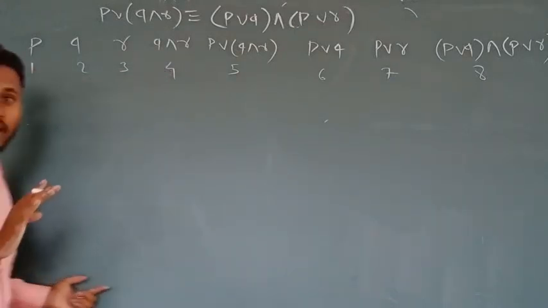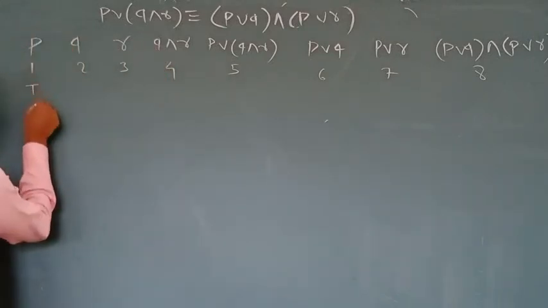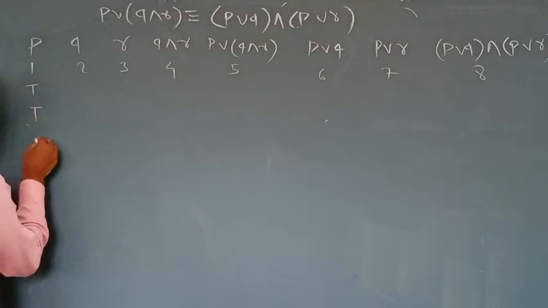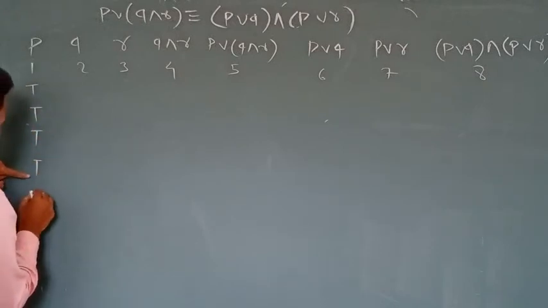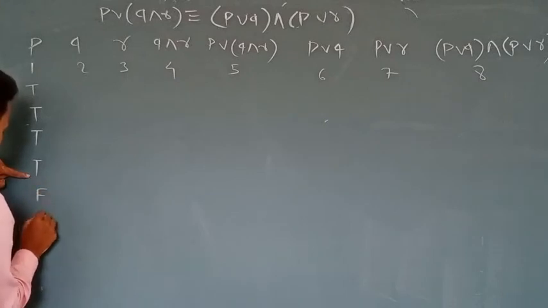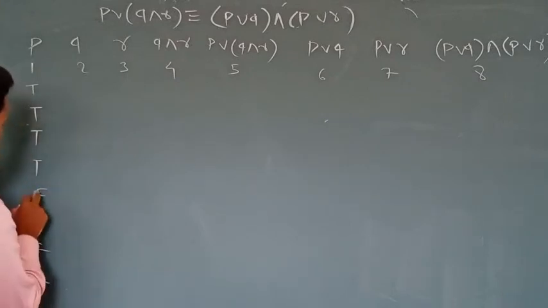8 half, how much will it be? 8 half is 4. Therefore first here T, then next T, then next T, 4 times T, 1 2 3, then 4, and then 4 times F. This F, this also F, this also F, and this also F. 1 2 3 4, 1 2 3 4.